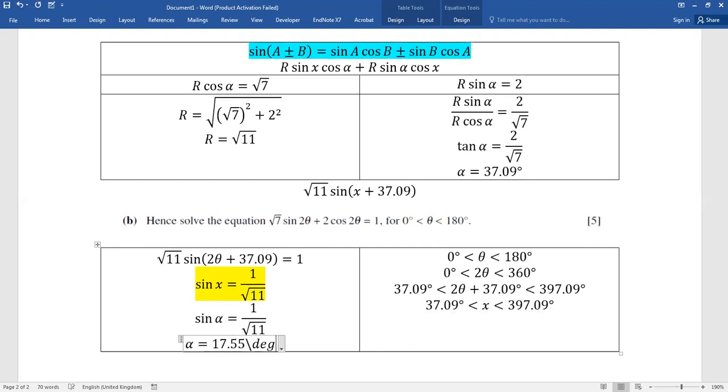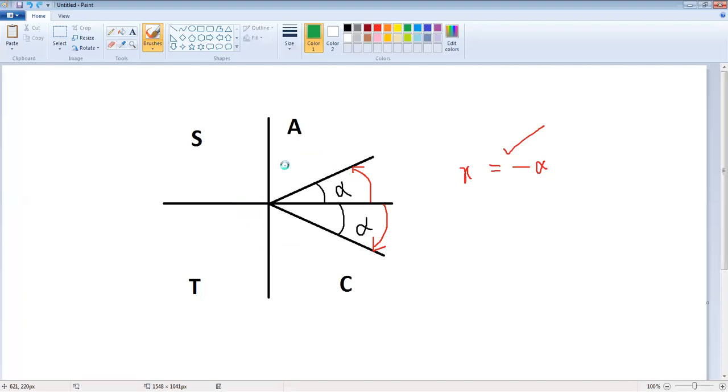I'm insisting again that this alpha is different from the alpha that we found in the previous part. This alpha is our reference angle. Now, where will this alpha exist? Remember, this is the equation we intend to solve. Even if it had sine x equal to a negative value, when finding alpha we don't consider the negative sign. Alpha is just the reference angle, and the negative sign tells us the quadrant where it will exist. But in this one, it's not negative, so the sign must be positive.